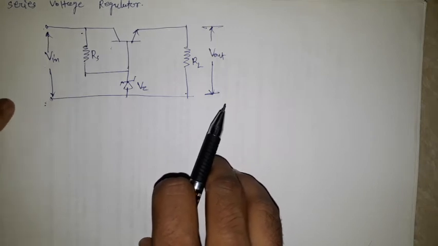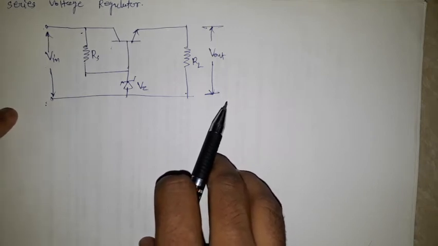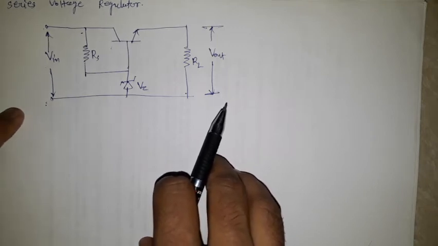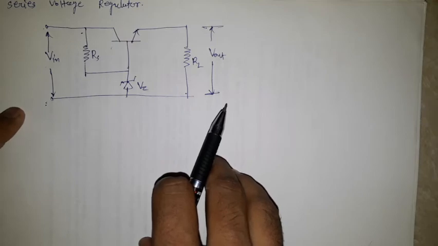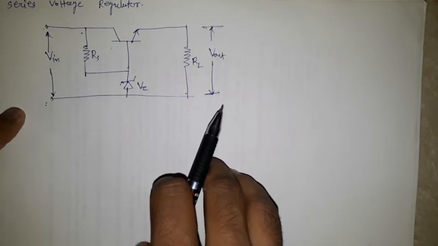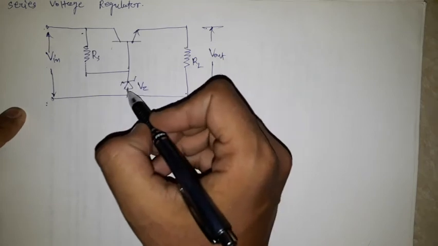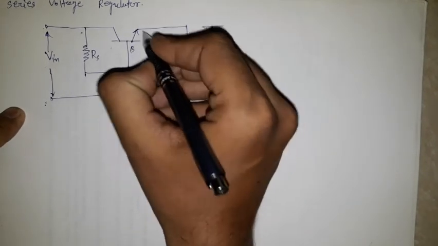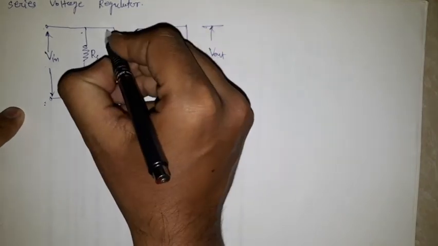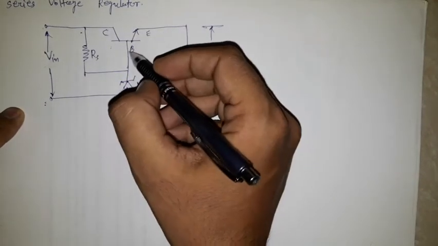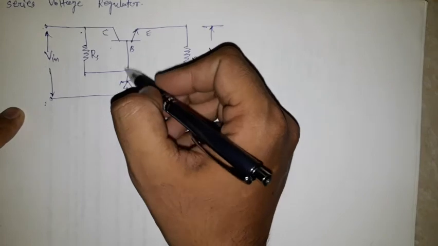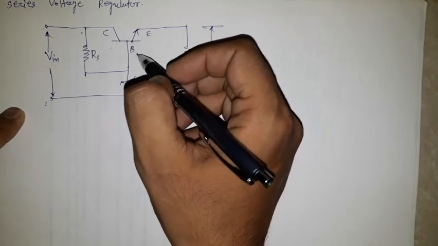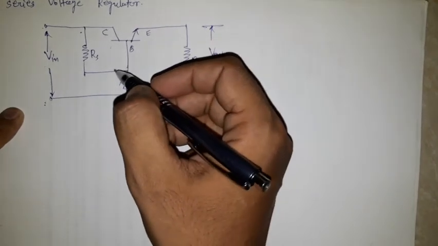Now we know that the Zener diode operates in the breakdown region, producing a base voltage equal to the Zener voltage. So we can see that here the Zener diode is connected to the base of this transistor. Here is the emitter and here is the collector. So the Zener voltage is directly connected with the base of this transistor.